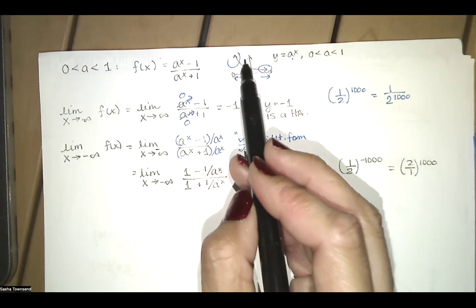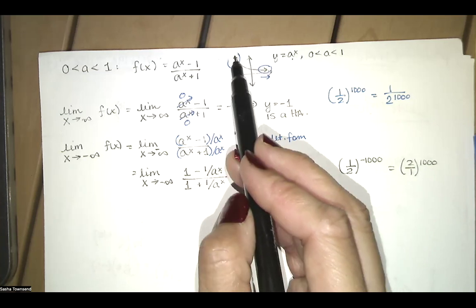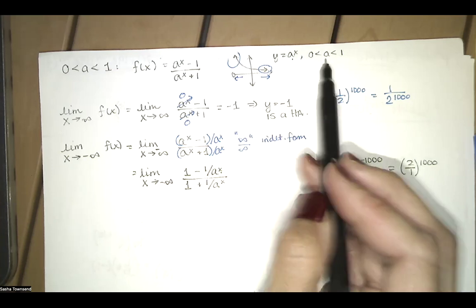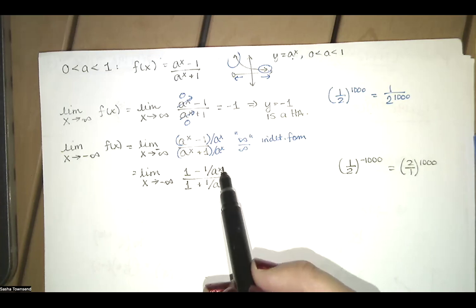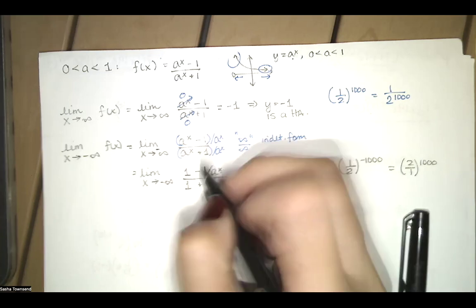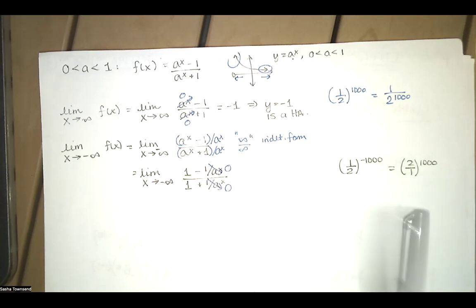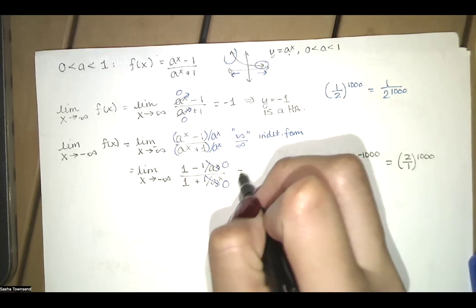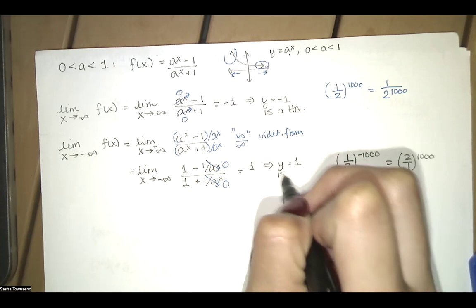Or alternatively, you can think about it in terms of the graph again. As x goes to negative infinity, a to the x gets very large if a is between 0 and 1. So you say, okay, this is -1 divided by a very large number. So that's going to be a very small number. And the same is true for this. So we end up with 1 divided by 1, which is 1. So y equals 1 is a horizontal asymptote of the function.